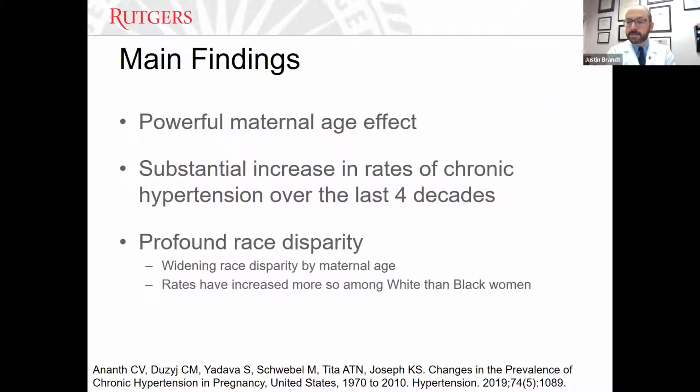So to summarize this study, looking at trends in chronic hypertension over the last 40 years, we see a powerful maternal age effect. That as women age, the risk of chronic hypertension increases substantially. We saw substantial increases in the rates of chronic hypertension over the last 4 decades. And we saw a profound race disparity with widening race disparity by maternal age. And we also saw, I think somewhat surprisingly, that rates increased more so for white compared to Black women.